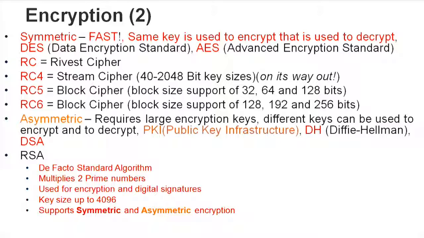Asymmetric requires large encryption keys. We talked about that earlier. Different keys encrypt. Say I want to send you a file, and we want to talk over encryption through PKI or PGP or GPG. PGP is Pretty Good Privacy. GPG is GNU Privacy Guard. So it's the same thing.